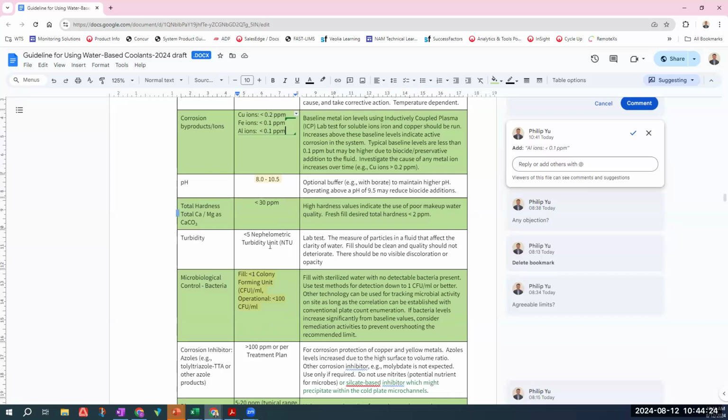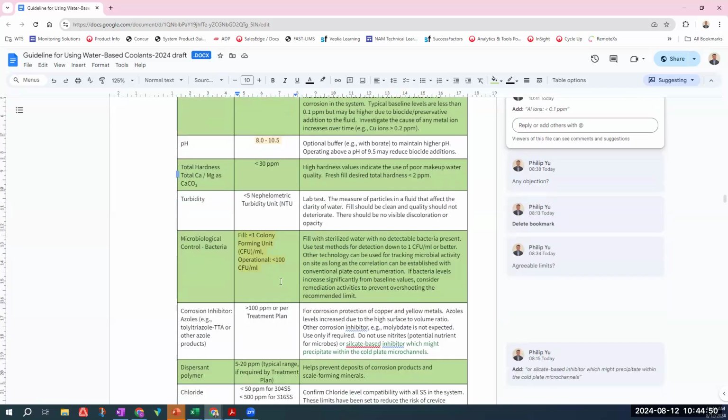And turbidity, if it's a new coolant, is usually between 0 and 5. Once you have biofouling, the turbidity will go up. Most CDU coolant control panels don't monitor turbidity, so this might have to be monitored with a grab sample.